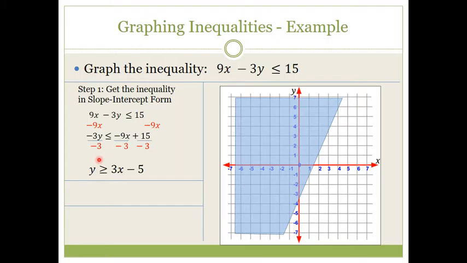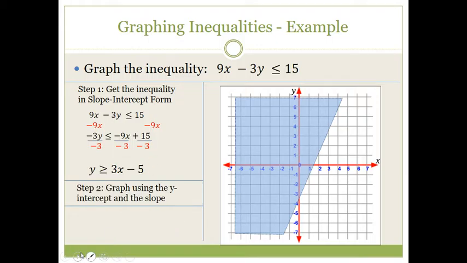But as you recall, when you multiply or divide by a negative to get the y by itself, you must flip the direction of the inequality symbol. So this isn't a mistake down here where I flipped this symbol from less than or equal to, to greater than or equal to. That's why it's important to get the inequality into slope-intercept form, because that way it tells you what the direction of the shading is.